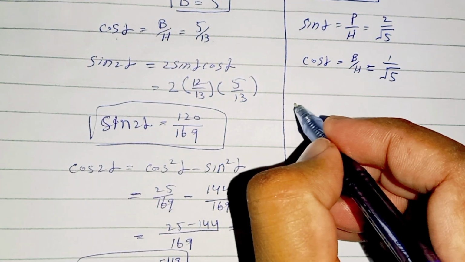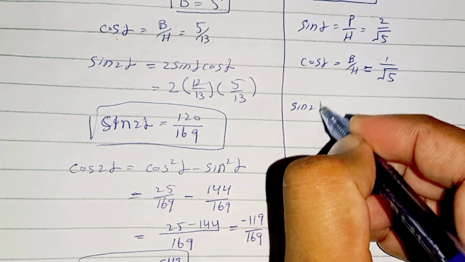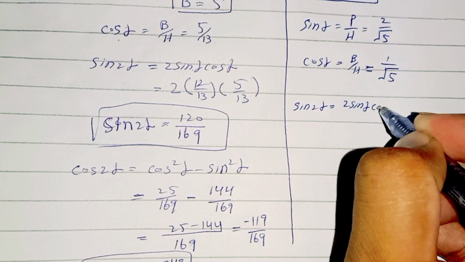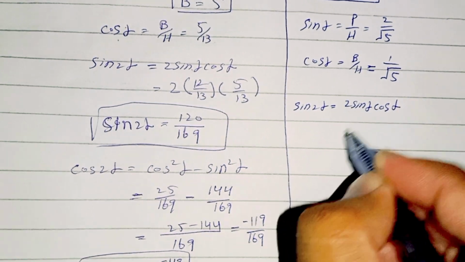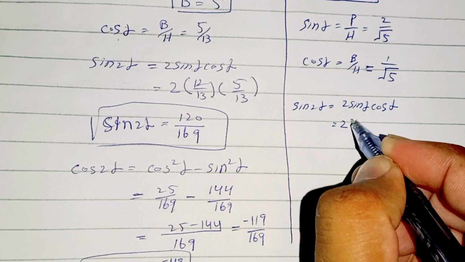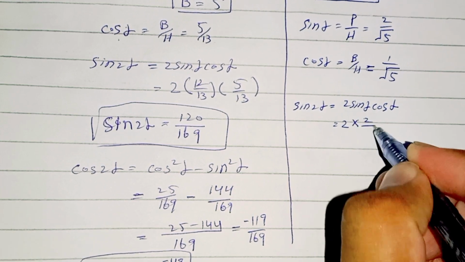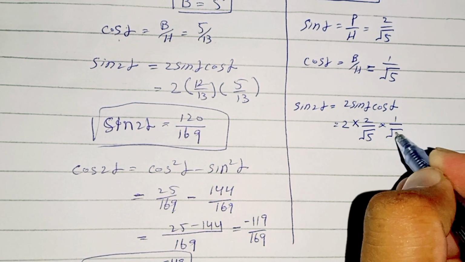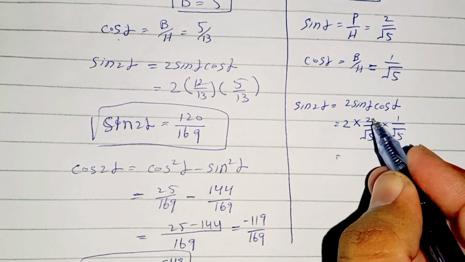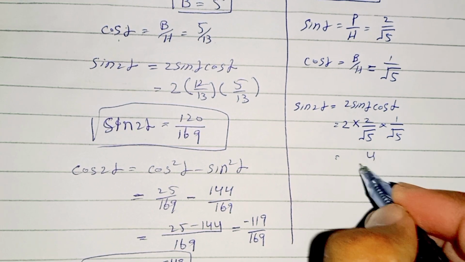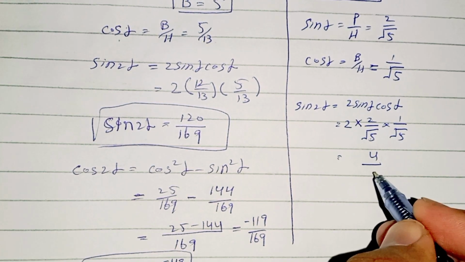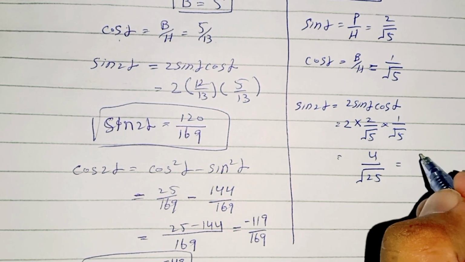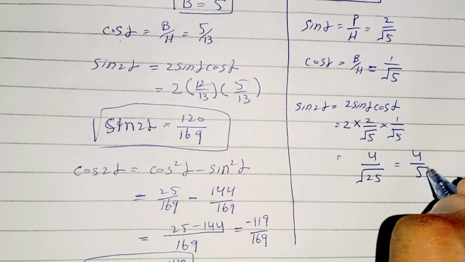Now we use double angle identity. Sine 2 alpha is equal to 2 sine alpha cos alpha. Value of sine alpha is equal to 2 over square root 5, value of cos alpha is 1 over square root 5. 2 twos are 4, 4 ones are 4, and square root 5 multiplied by square root 5 becomes square root 25, which is equal to 4 over 5.